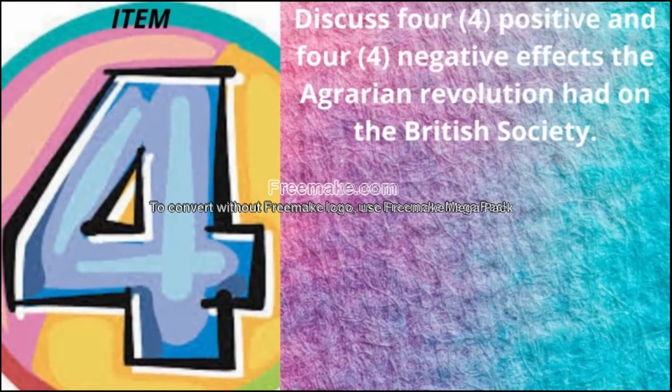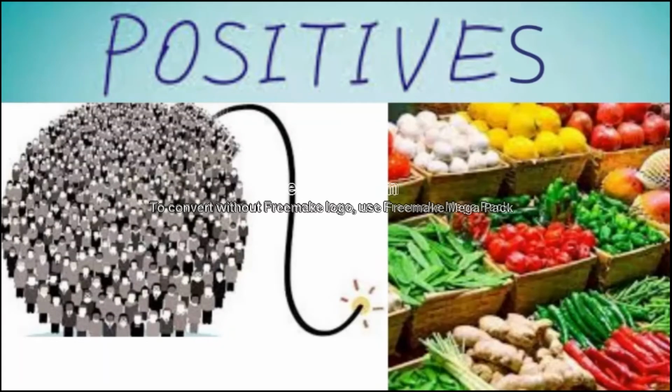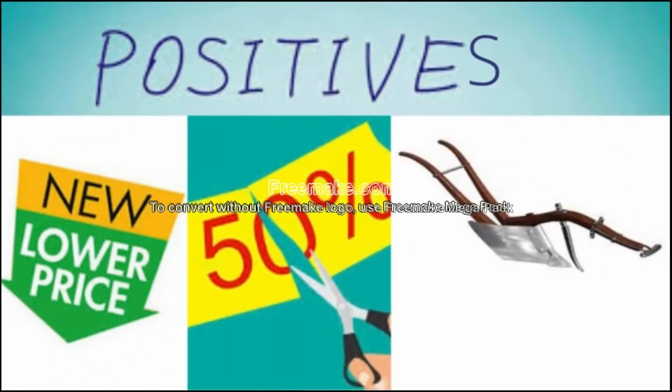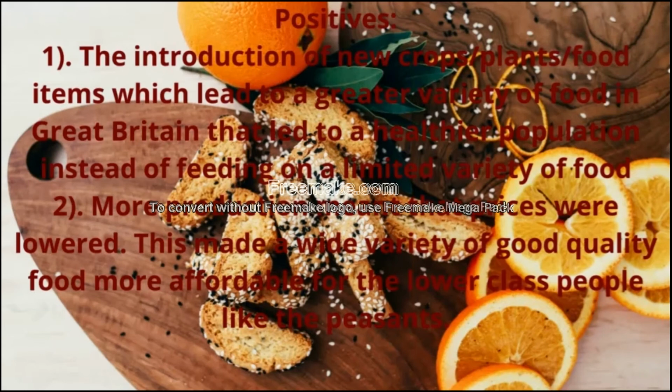Item 4. Discuss 4 positive and 4 negative effects the Agrarian Revolution had on the British society. The positives. The introduction of new crops, plants and food items led to a greater variety of food in Great Britain, which led to a healthier population instead of feeding on a limited variety of food.